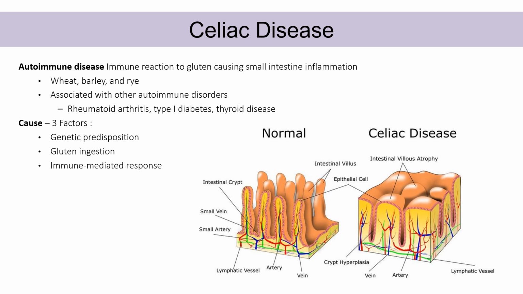So gluten is in wheat, barley, and rye. And a lot of times people who have celiac disease also have other autoimmune disorders like rheumatoid arthritis, type 1 diabetes, or thyroid disease. So if you have a patient that comes in and they are a type 1 diabetic and they're saying, I've been having some GI upset when I eat certain foods, then you may want to investigate to see if they have celiac disease. So 3 causative factors: genetic predisposition, gluten ingestion, and an immune-mediated response. So all 3 of those together, boom, you have celiac disease.